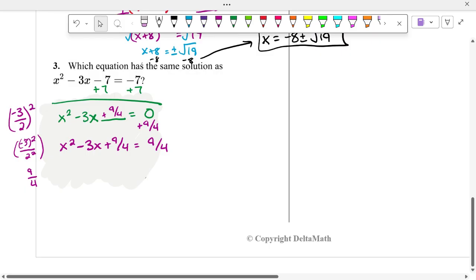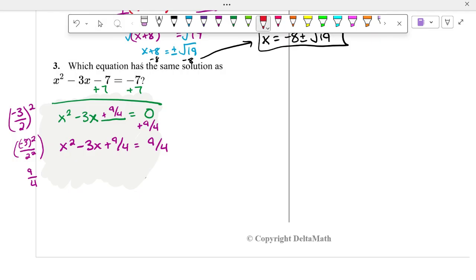I wouldn't, but I prefer fractions. Because honestly, they're not hard to find as a fraction anyway. Square the top and the bottom. So you square the negative 3, you square the 2. So I'm going to square root the first and last. Keep the sign of the negative. And remember, square root of 9/4, you're square rooting the 9, you're square rooting the 4. So this would be x minus 3/2 squared is equal to 9/4.